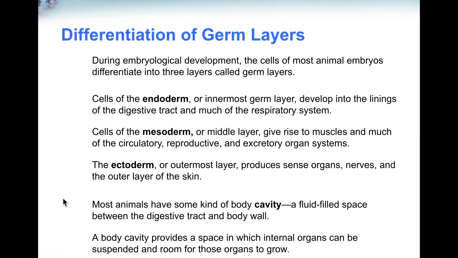Most animals have some type of body cavity, a fluid-filled space between the digestive tract and body wall. A body cavity provides a space in which internal organs can be suspended and leaves room for those organs to grow.